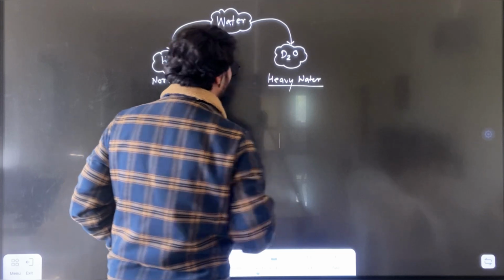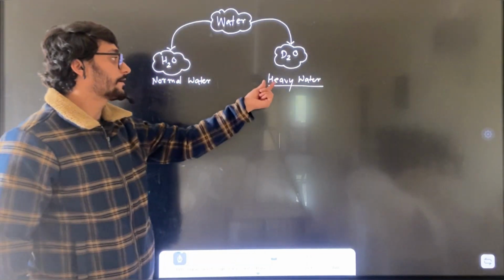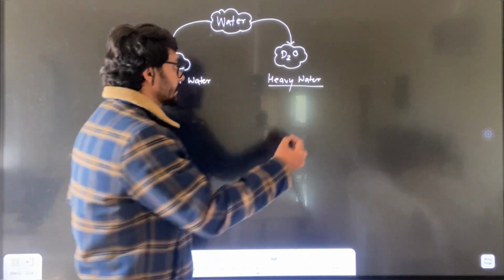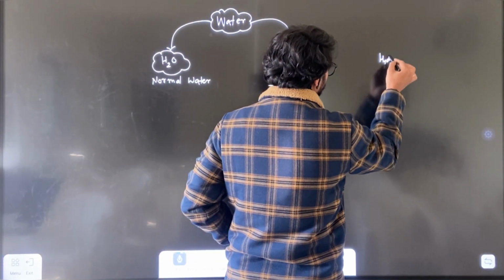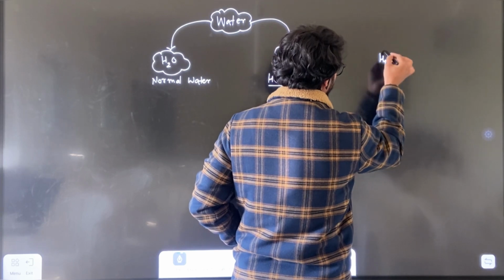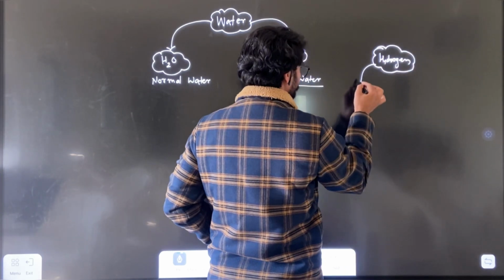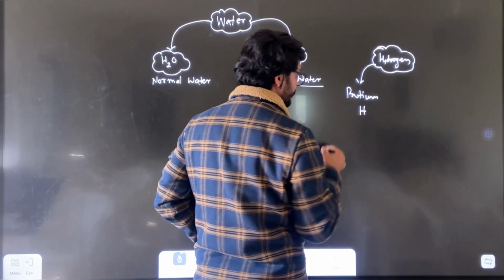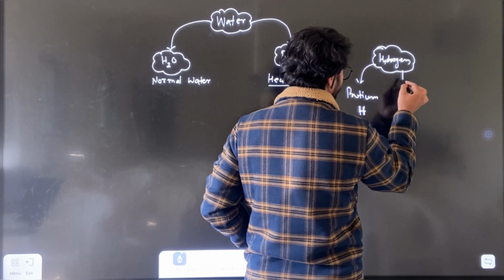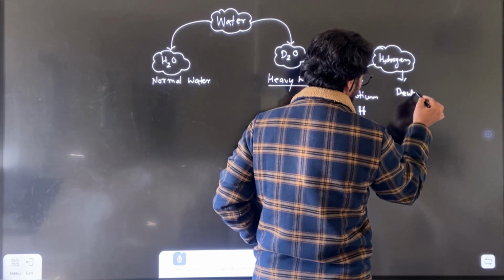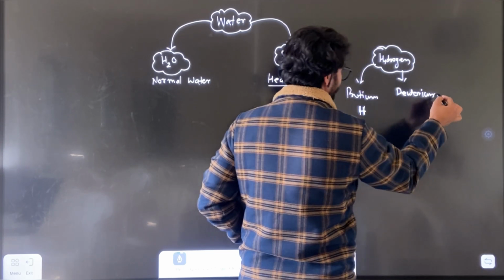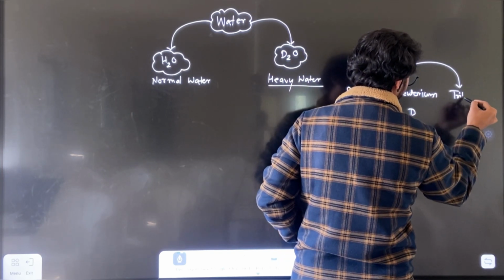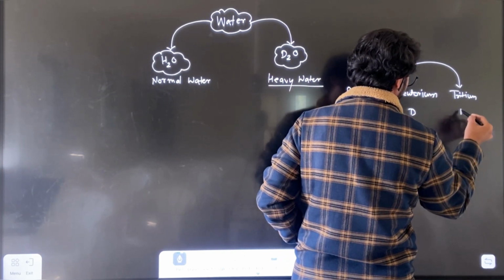So what do we mean by heavy water? The term heavy is used in respect to hydrogen. Why? Because, as we know, hydrogen has three isotopes. First is protium, which is represented by H. Second is deuterium, which is represented by capital D, and third is tritium, which is represented by capital T.